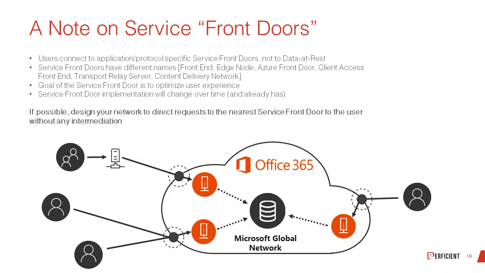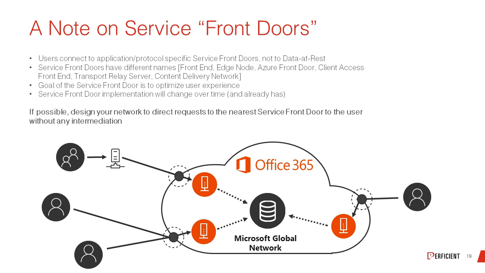So a quick note on what are called service front doors, and those are effectively application or protocol specific delivery endpoints that we, the clients, like Outlook and Outlook Mobile and Teams, etc., we actually connect to these service front doors. And depending upon what application you're using, the front door may have a different name. In the Skype for Business world, you'll typically see them called a transport relay. For Exchange Server, you'll see them called client access front ends. But the goal of the service front door is to optimize that user experience. And the service front door implementation has changed over time as the service has grown and as things have progressed from one version of the service to another.